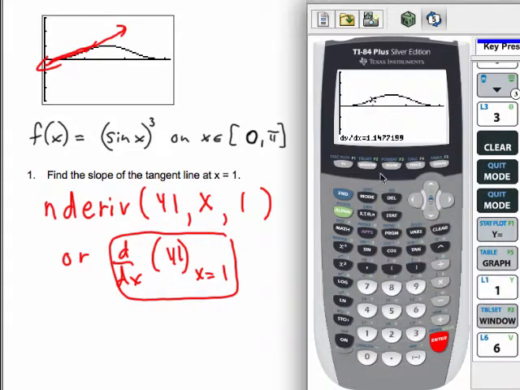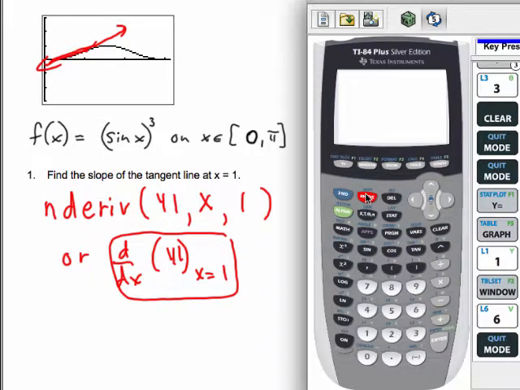So off to the calculator I go, and I'm going to go to a blank screen, which is second function quit. And to get these commands, we go off to math. You scroll down to number 8, math 8. And if you have the older version of the calculator, it will write out n deriv bracket, and you can enter these 3 arguments and close the brackets.